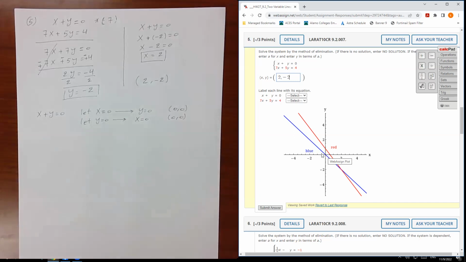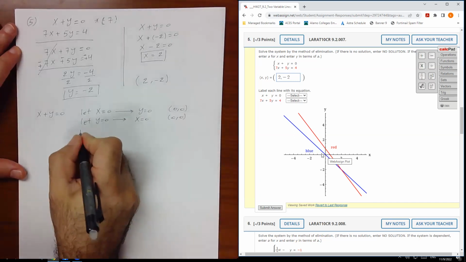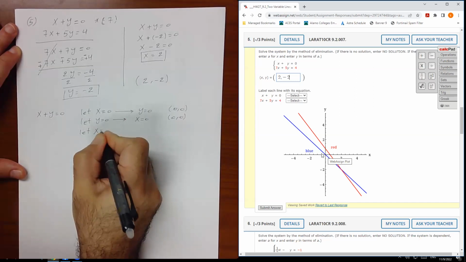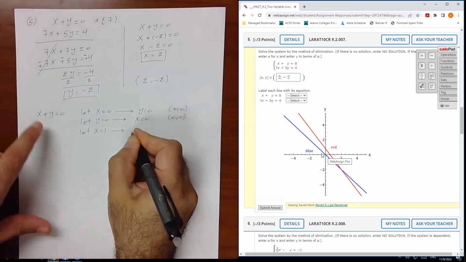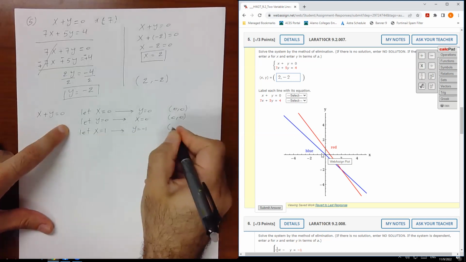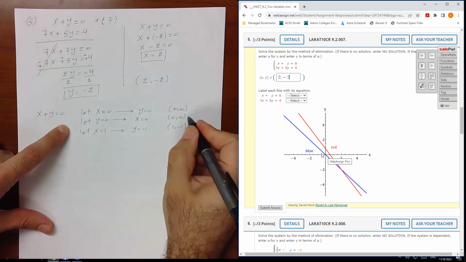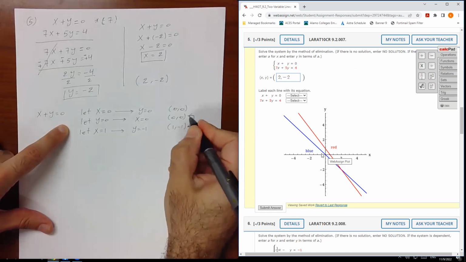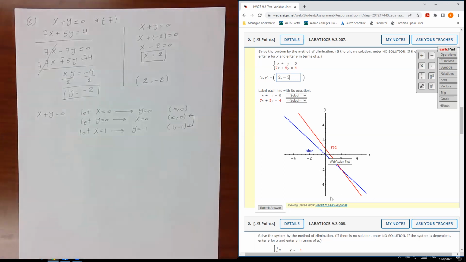But in case you want to graph it, here I'm going to let x equal 1. You're going to move the 1 here, so y is going to be equal to -1. So 1, -1. Now I can graph these 2 points to get the line. Here is 1 and here is -1. You see, here is this point, and we have another point here. So now here is the blue line. That means the first equation is going to be the blue one.